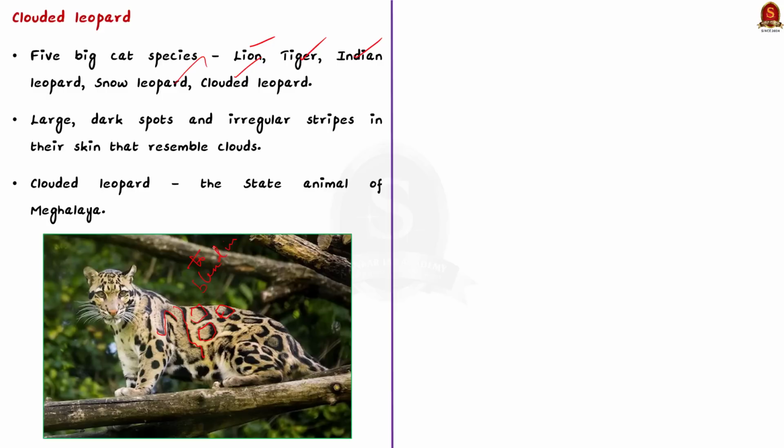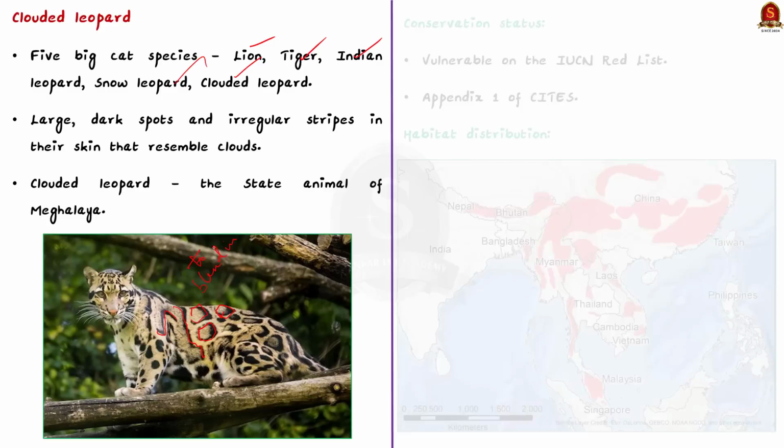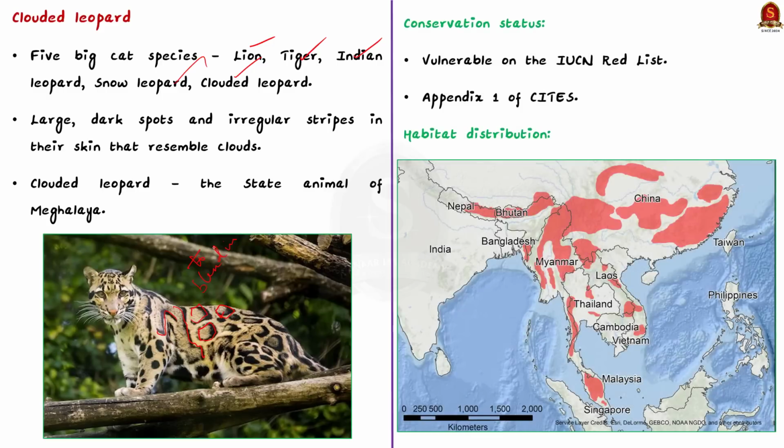Talking about its conservation status, there are only less than 10,000 clouded leopards living in the wild. Clouded leopards are listed as vulnerable on the IUCN Red List. They are protected under Appendix 1 of CITES. Now we shall see the habitat distribution of clouded leopards.